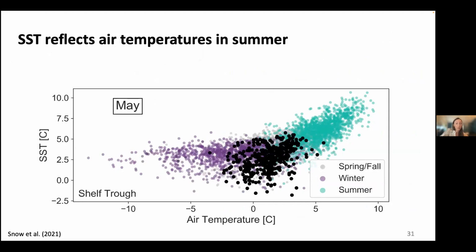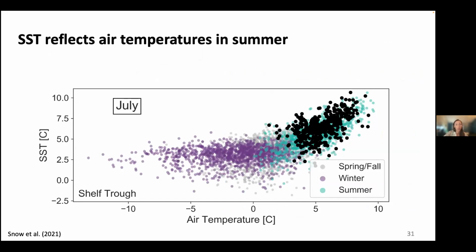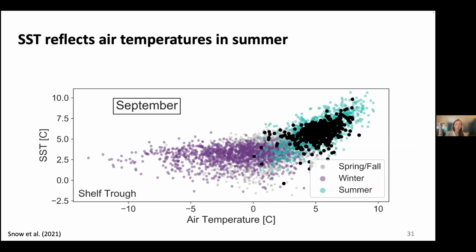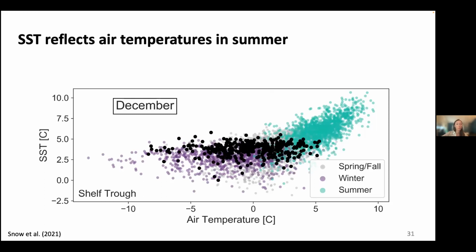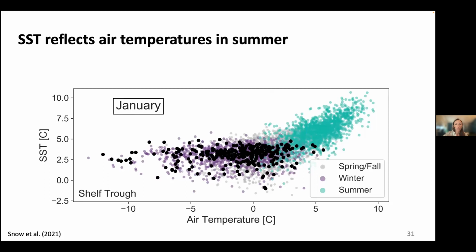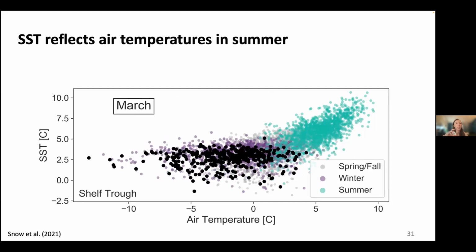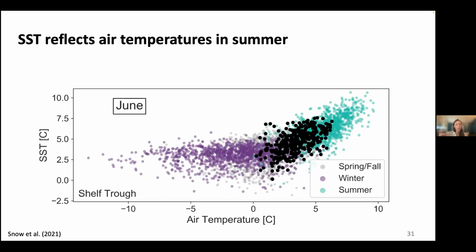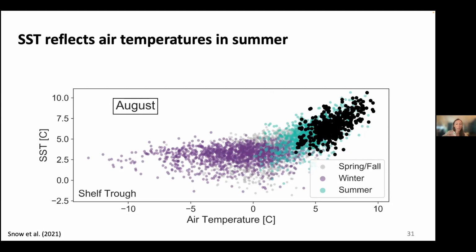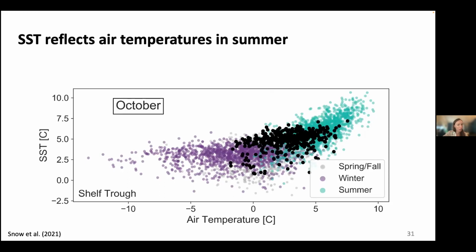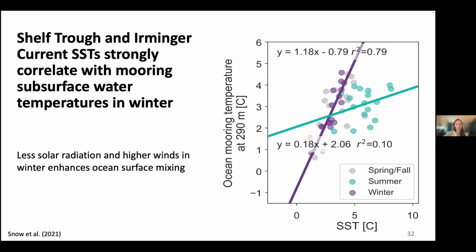And these black dots are showing you month by month how this relationship changes. This is at the shelf trough, but these relationships are really similar in the East Greenland Coastal Current and the Irminger Current as well. What you'll notice is that there's a strong relationship in the summertime, a nice linear relationship, but in wintertime that goes away. So sea surface temperatures are pretty tightly coupled to the atmosphere in summertime, but not in winter. So that begs the question, what is driving the sea surface temperatures in wintertime, right? And we expect that to be the ocean, and that's what that turns out to be.